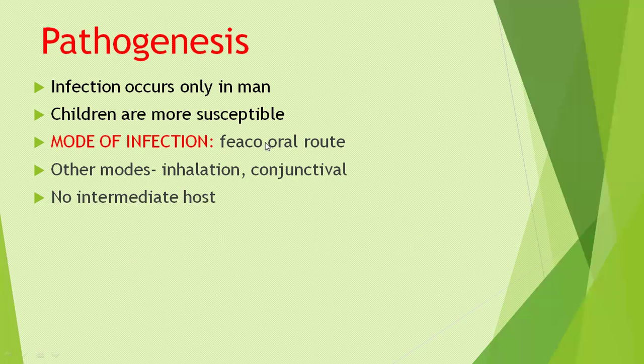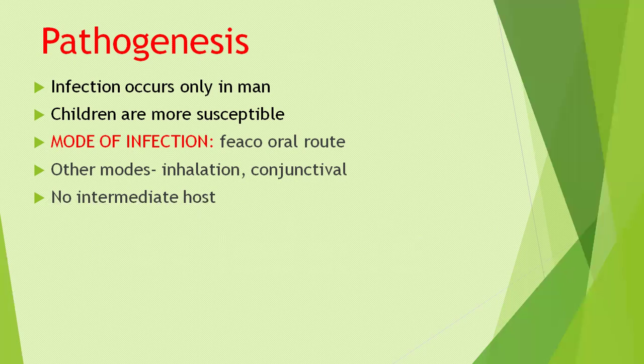And next to that one, inhalation. Other modes of transmission by inhalation, that is the respiratory droplets, inhalation of the respiratory droplets, and rarely it is transmitted by the conjunctival tract also. It enters through the conjunctiva, and as we discussed, there is no intermediate host.